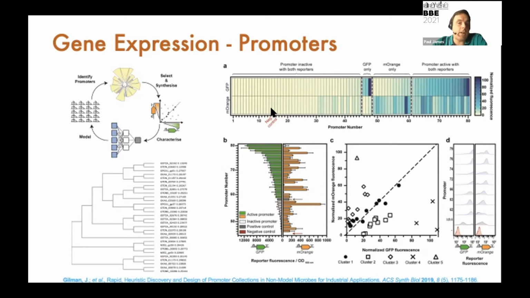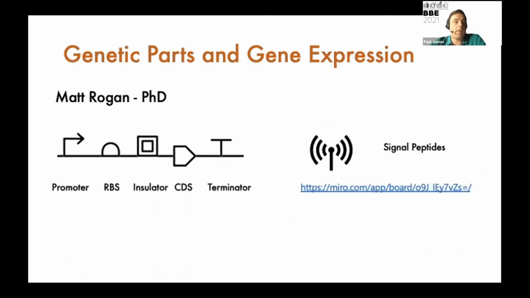And as you can see, we did end up with a wide range of different strengths of promoter. But one thing we did see was that there was very little correlation between expressing GFP and expressing mOrange. So the promoters were very context dependent. It depended highly on the coding sequence that was sat in front of it. So one of the things that Matt Rogan, my PhD student, is now looking at is whether there is a way of getting rid of some of that context dependence. Can we stick an insulator in there so that the promoter sequence we're looking at has a predicted strength, and it will work at that strength with all sequences?